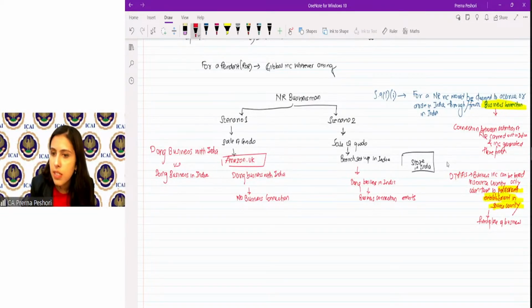Now, the point here is that if you look at the taxing rights under the DTAA, a source country will get the taxing right only when there's a PE. PE again requires a physical presence, a physical form of doing business. Here, under the DTAA, online business models are not covered. So online business models will never have a fixed place of business in the source country, and therefore there will never be a taxing right to the source jurisdiction even under the DTAA.